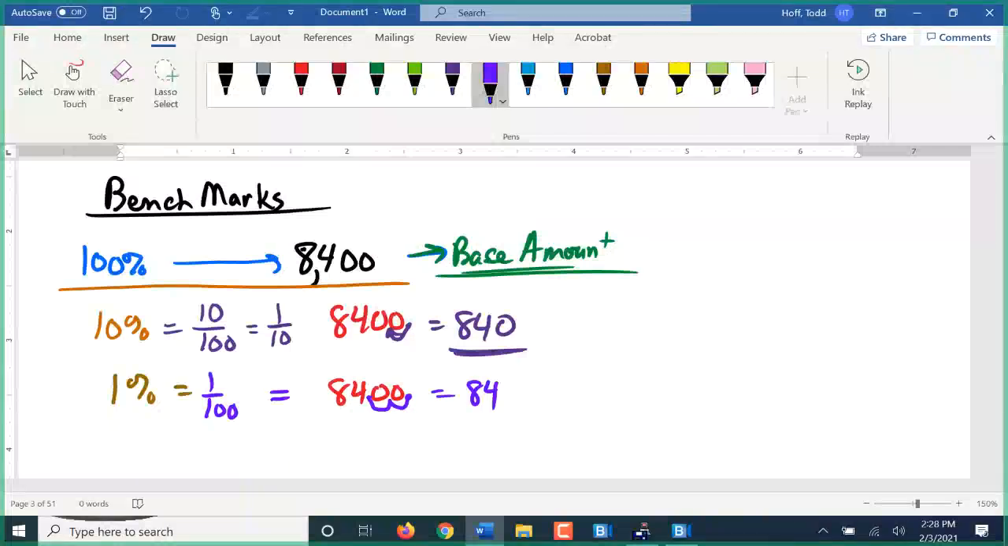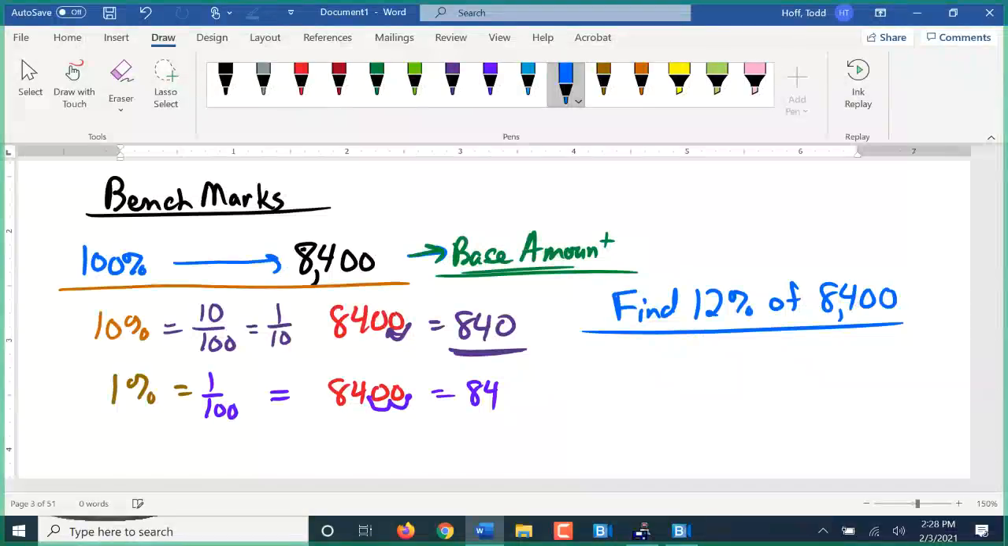So if I'm doing other calculations with this, let's say I ask you to find 12% of 8,400. Well, we know that 10% is 840. So does 12% have to be larger or smaller than that? Larger. It has to be larger. So we know right away that 12% has to be something larger than 840. We can find the 10% quickly, and we can use that to compare.